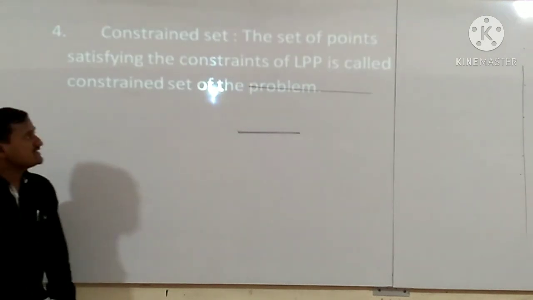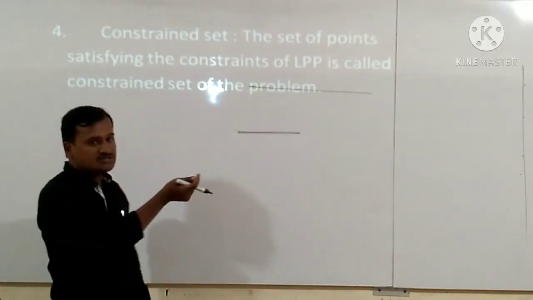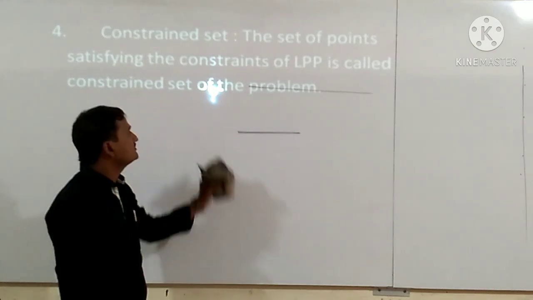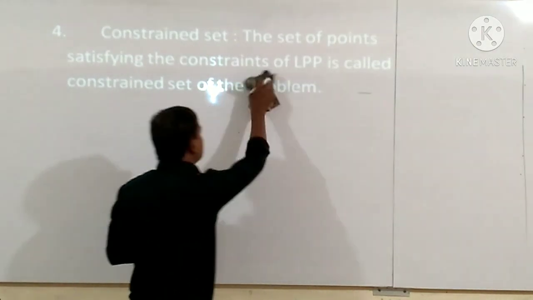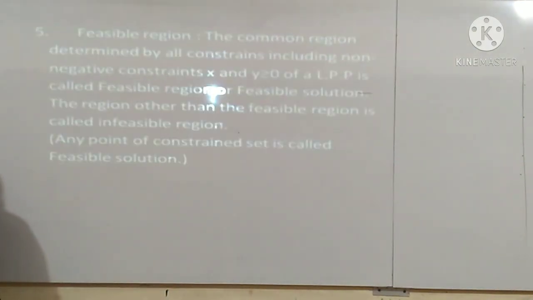Next, constraint set. The set of points which satisfy the constraints of an LPP is called the constraint set of the problem. We will discuss this while solving the problem, just remember this one. We'll go to the next one.